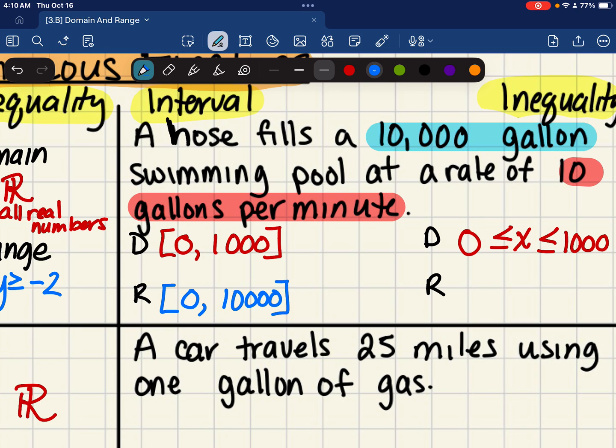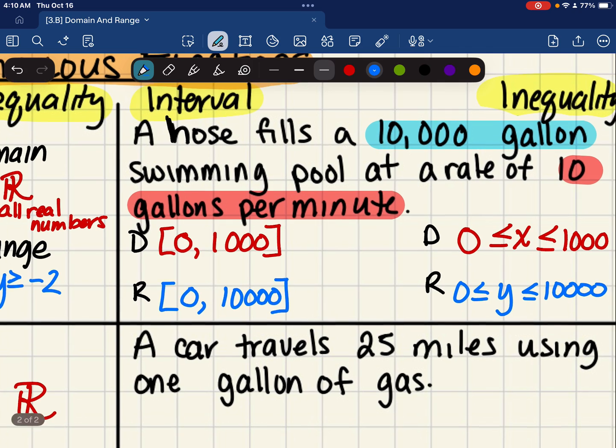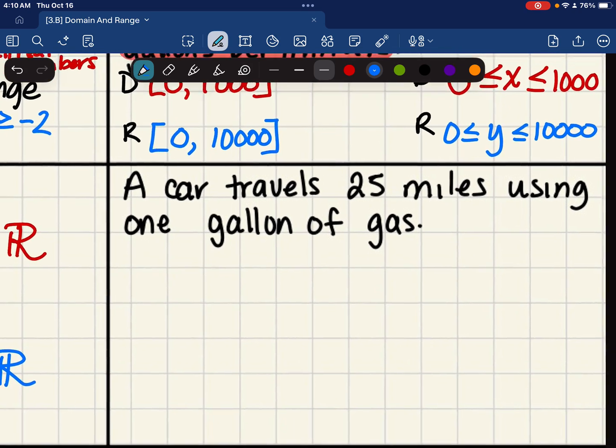And I'm using the same process for my range. So I know I have a 0. I know I have 10,000 on the other side. My alligators always gobble right. And the range talks about y's, so I'm going to put a y there. All right.